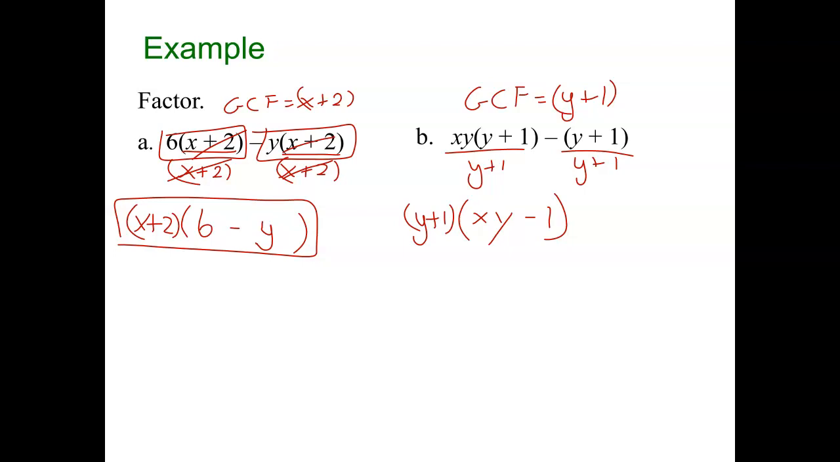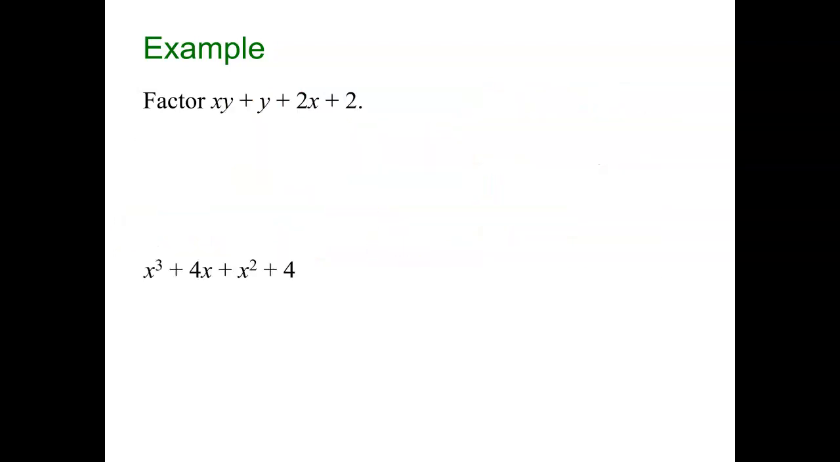We are going to force this to happen on these. Everything so far has had 1, 2, 3 terms. When I have 4 terms, when you have 4 or more terms, we use a method called factor by grouping.